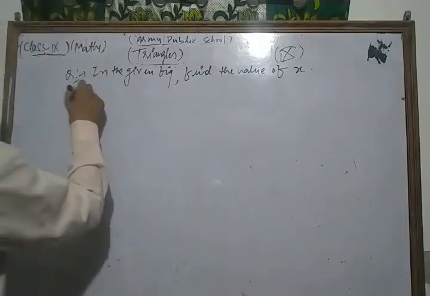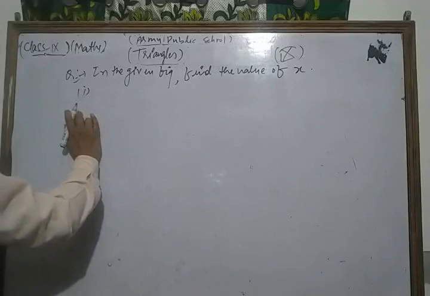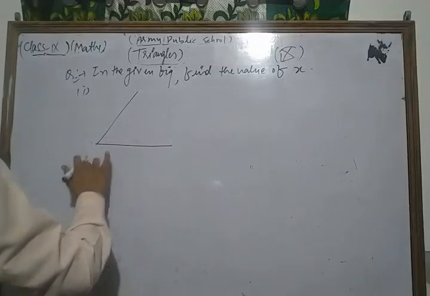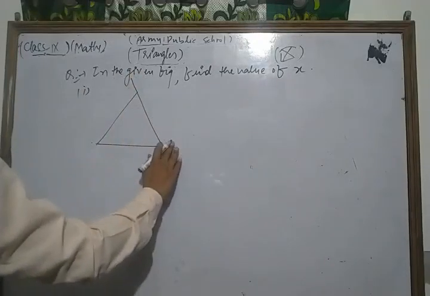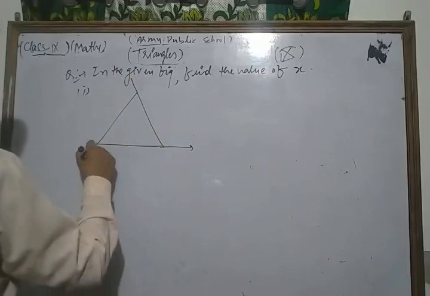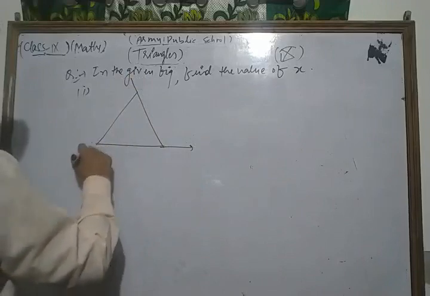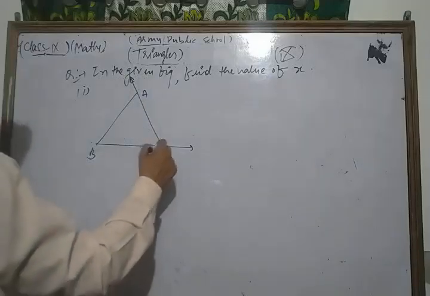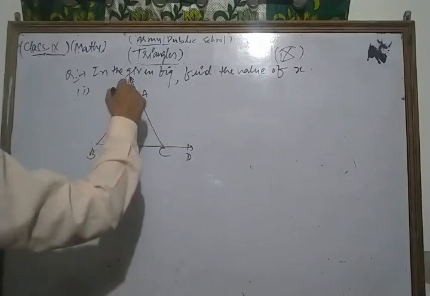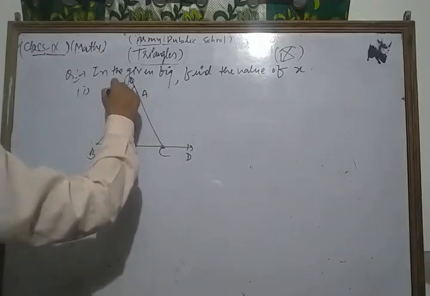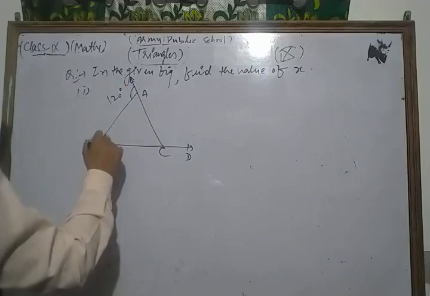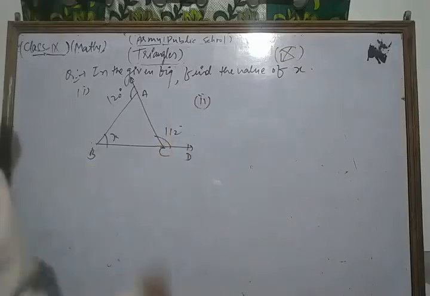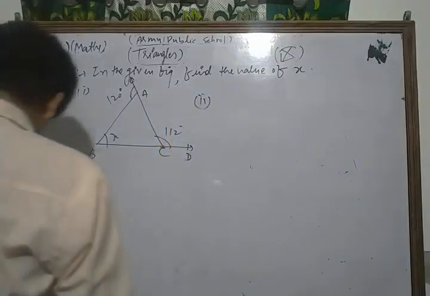Let's see. First part of this question is what? A, B, C, D, that is 120, and this is x, this is 112. Okay, now second part of this question, dear friends. The second part is what? Let's see.